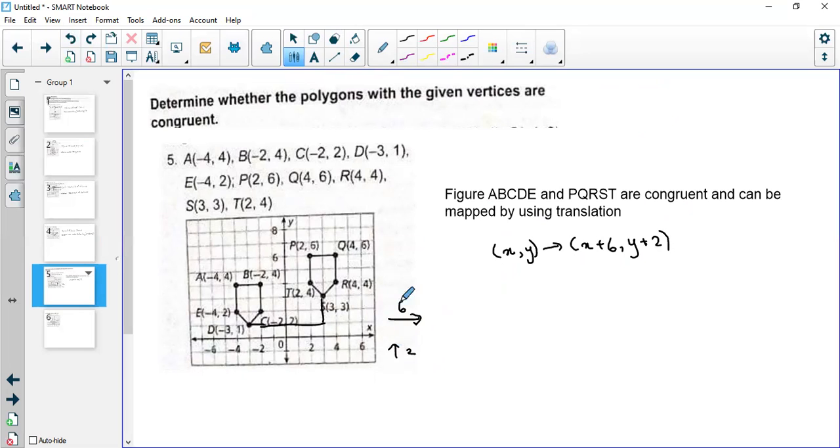So here both of them have plus, because we are moving to the right as well as moving up. So if you're moving up, you add to the Y. If you're moving down, you subtract from Y. If you're moving to the right, you add to X. If you're moving to the left, you subtract from X. Okay, so this is what you needed to write.